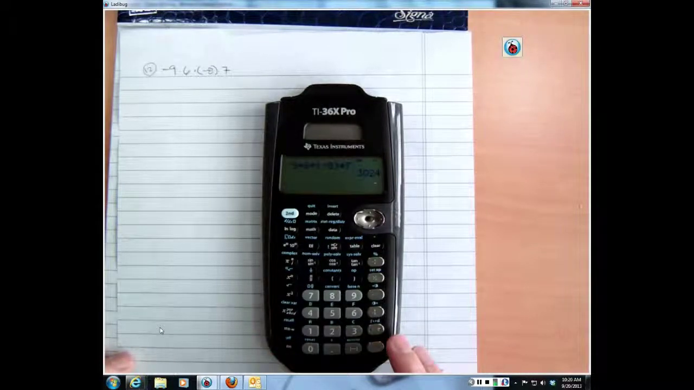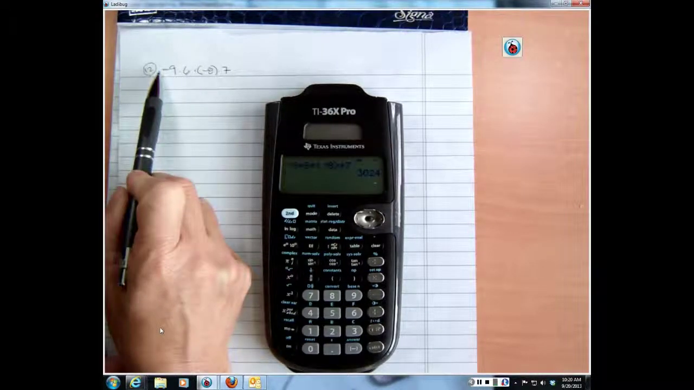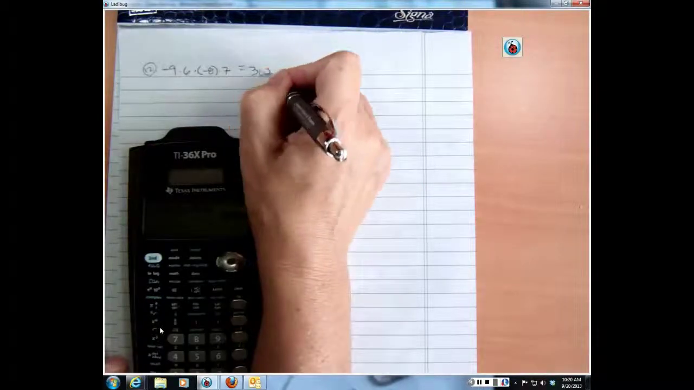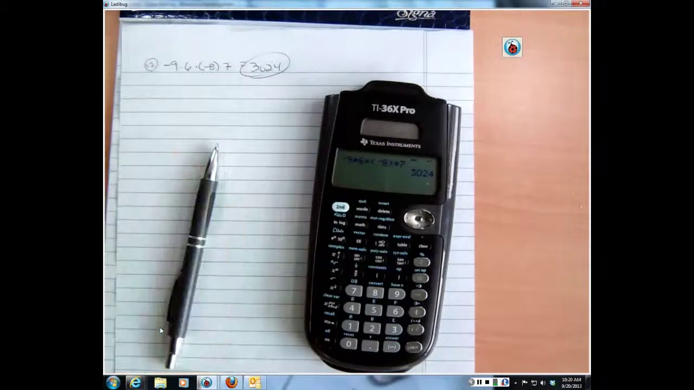What we got was 3024. Obviously, a positive answer. It's going to be positive because I only had 2 negatives. That's an even number, and an even number always gives me a positive answer. 3024. Just be careful when you're entering that stuff in your calculator that you're doing it deliberately and slowly so that you don't misenter it.